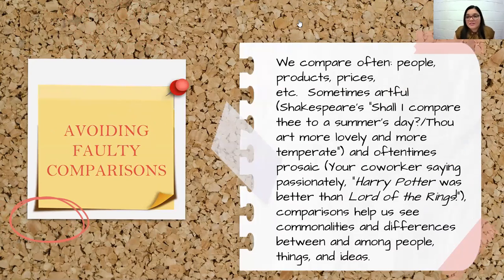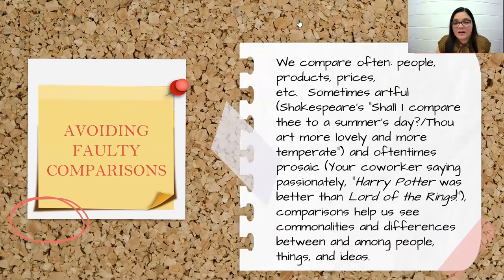Sometimes also having mixed constructions or illogical constructions is a result of having faulty comparisons. We compare often people, products, prices, etc. Sometimes artful, like this one, Shakespeare: "Shall I compare thee to a summer's day? Thou art more lovely and more temperate." And oftentimes prosaic, like your coworker saying passionately, "Harry Potter was better than the Lord of the Rings." Comparisons help to see commonalities and differences between and among people, things, and ideas.